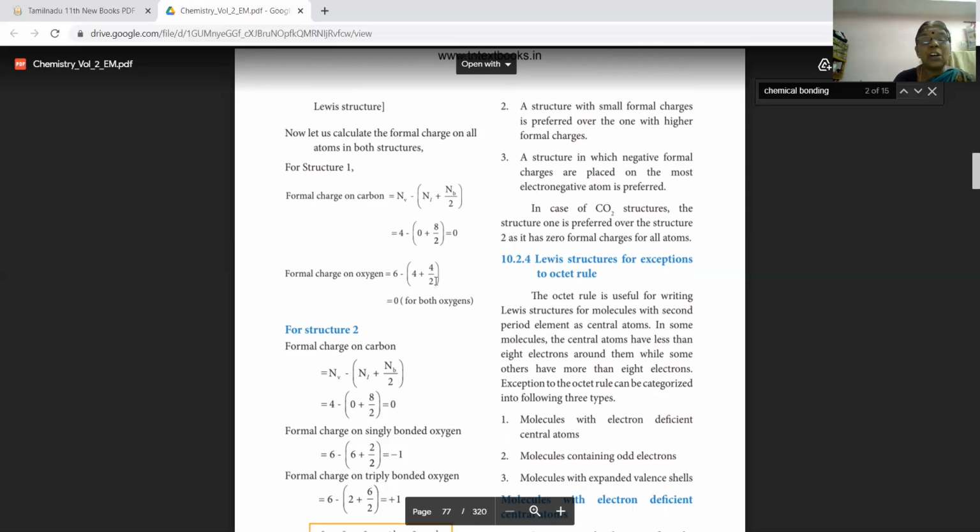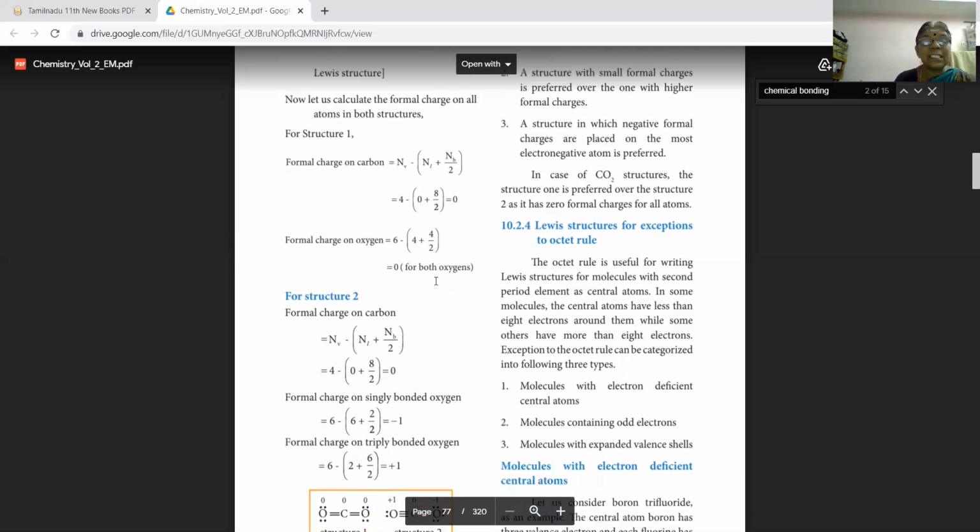And for the formal charge on oxygen, we use the same formula. NV, the valence electrons of oxygen, is 6, minus NL, lone pair electrons are 4, plus 4 by 2. 4 by 2 gives 2. So 4 plus 2 is 6. 6 minus 6 is 0 for both oxygens, because both oxygens have the same structure.